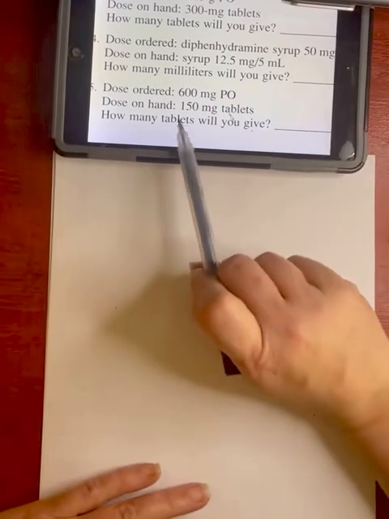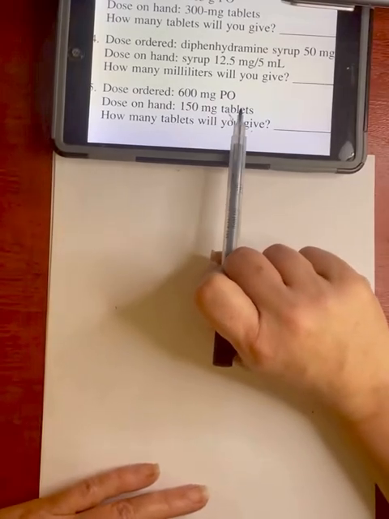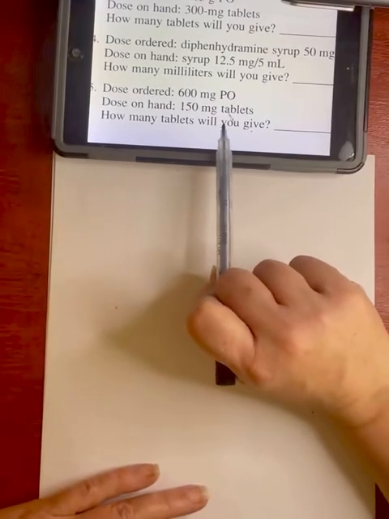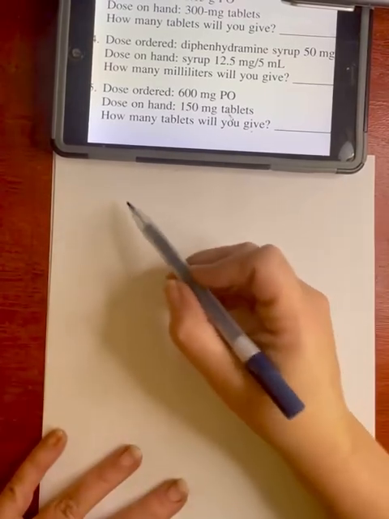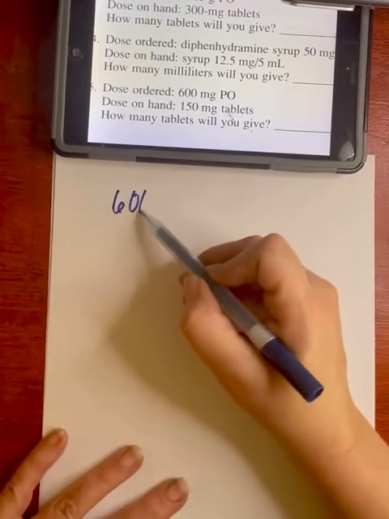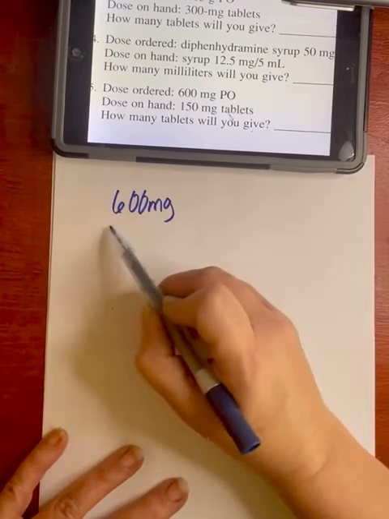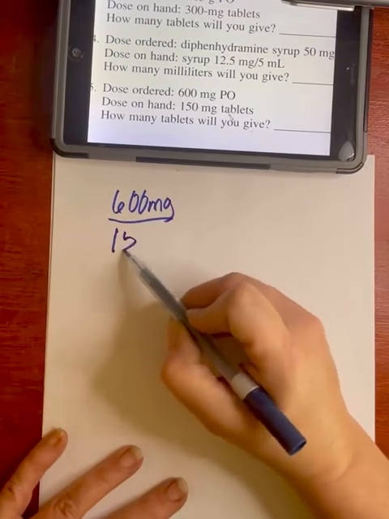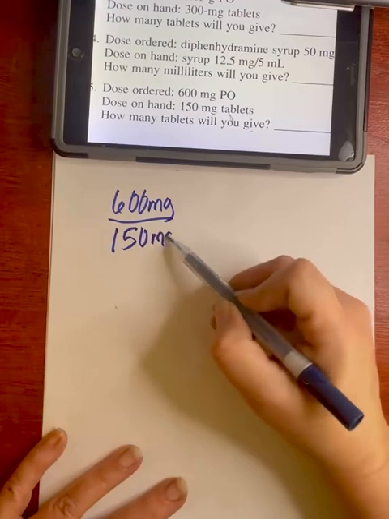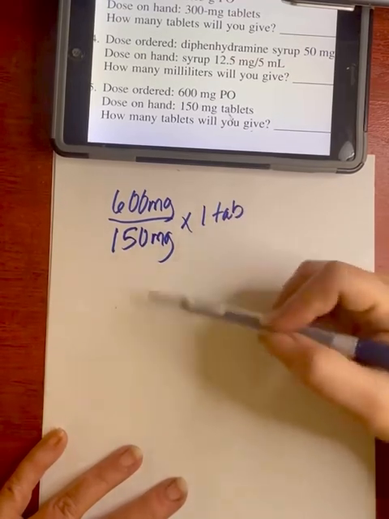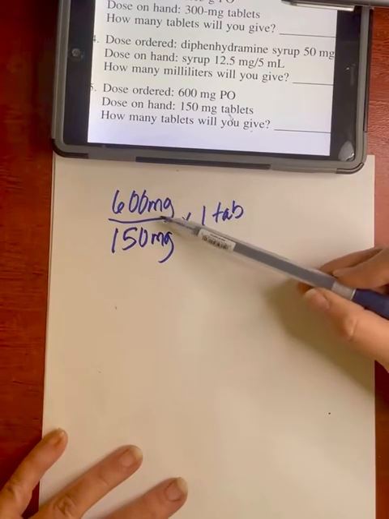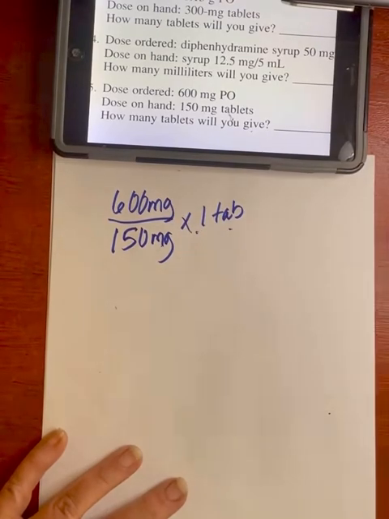So the dose ordered is 600 milligrams PO. The dose on hand is 150 milligram tablets. What are you going to do? So what he wants is 600 milligrams. What I have is 150 milligrams per one tablet. And so this says this divided by that times that.